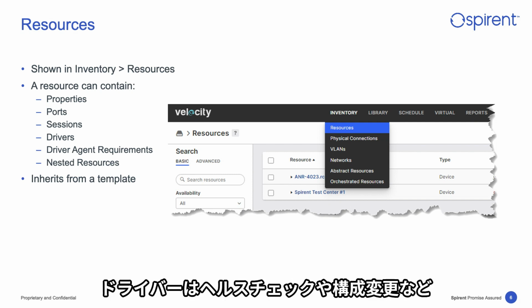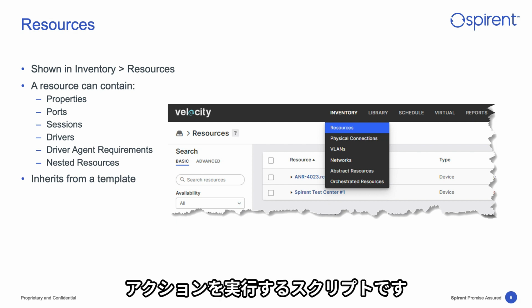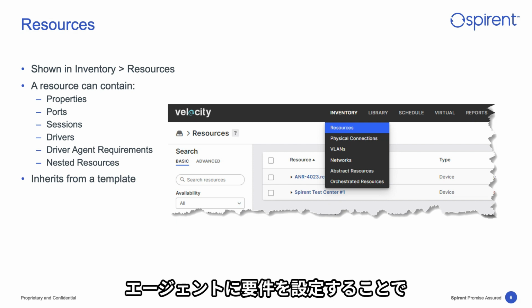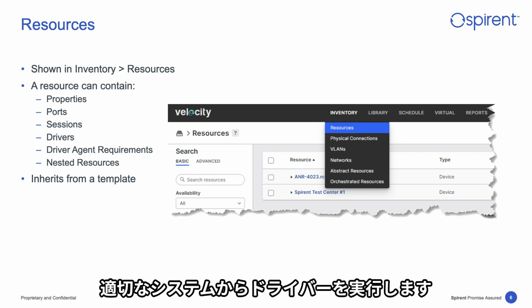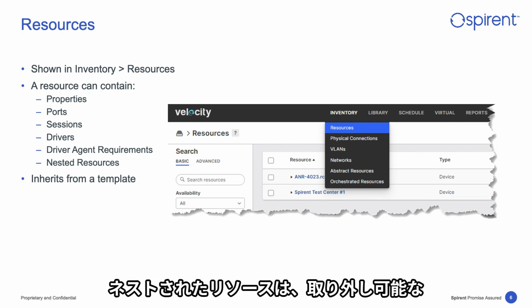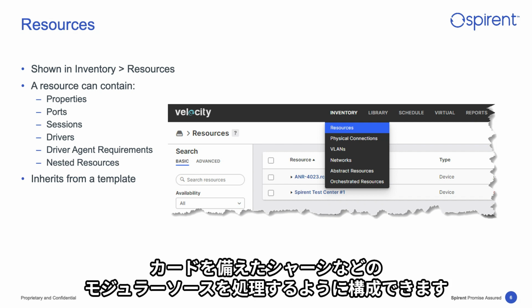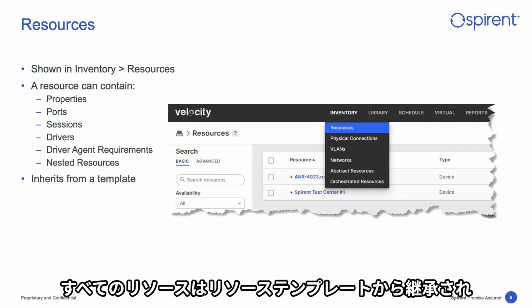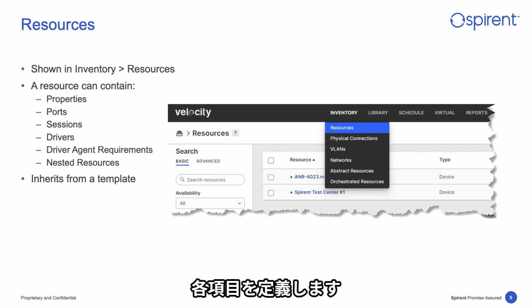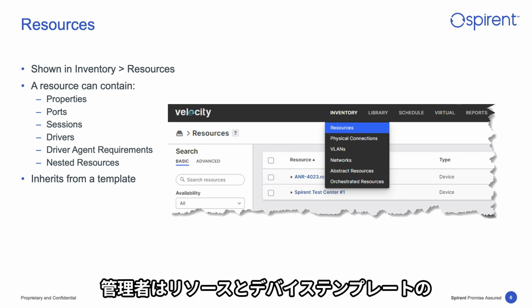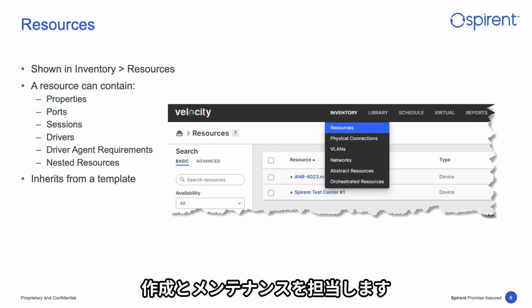actions. Drivers are automated scripts that perform actions like health checks and configuration changes, and agent requirements can be set to make sure drivers are run from the correct systems. Nested resources can be configured to handle modular resources like chassis with removable cards. All resources inherit from a resource template, which defines each of these items. Admins are responsible for creating and maintaining resources and device templates.